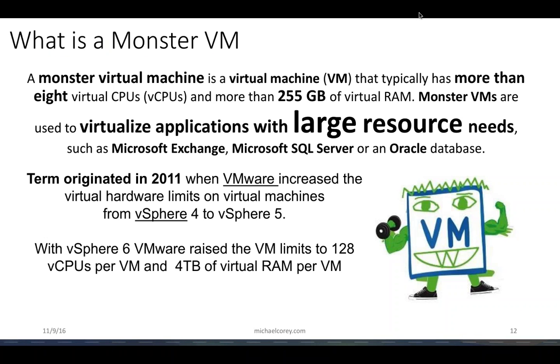The first question I always like to ask, to set a level base, is: what is a Monster VM? Interestingly enough, in 2011, vSphere started to get serious about really big, complex virtual machines, and that's when this term really started to originate. It was defined as a virtual machine with more than 255 gigabytes of virtual RAM. Now, vSphere 6, and actually 6.5 just came out, raised the bar to 128 virtual CPUs and 4 terabytes of virtual RAM per VM, and actually that number's been juiced way up.